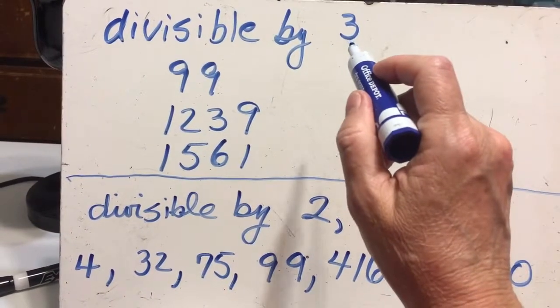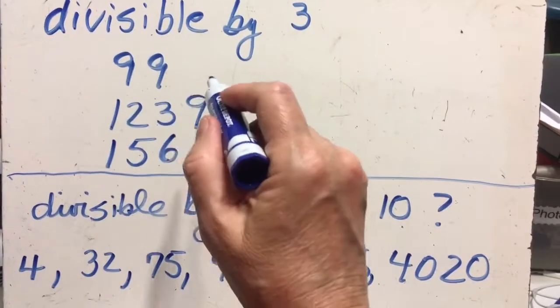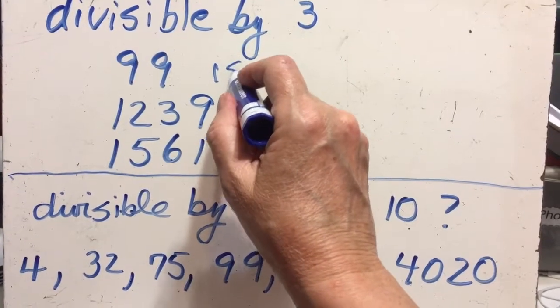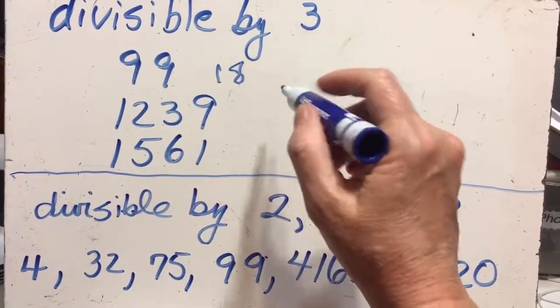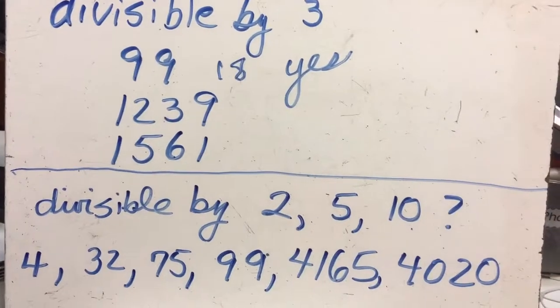And remember, we're adding digits up to find out if it's divisible by 3. So 9 plus 9 is 18. When I add them up, I get 18. 18 is a multiple of 3, therefore 99 is divisible by 3.